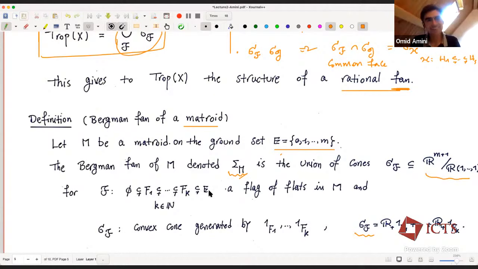And you can see that the length of this chain is bounded by the size of the basis. Every time you go from F_i to F_j, you increase the size of the independent set. So at some point you cannot go above the size of the basis, and that is called the rank of the matroid.